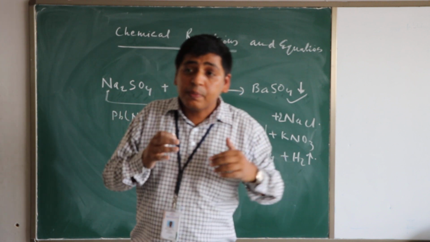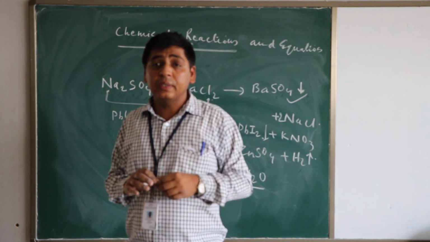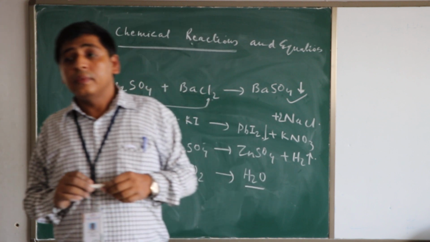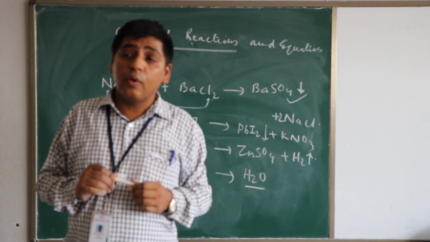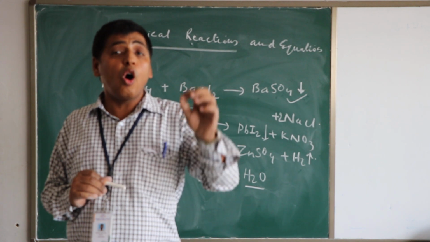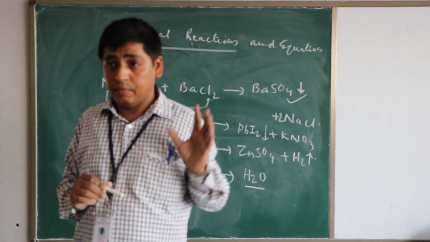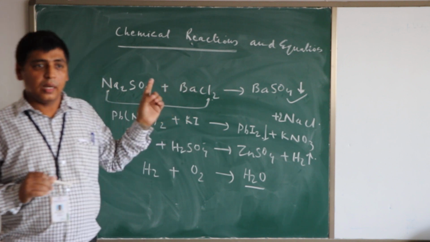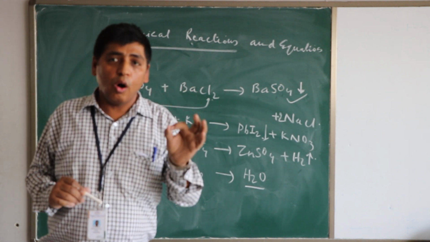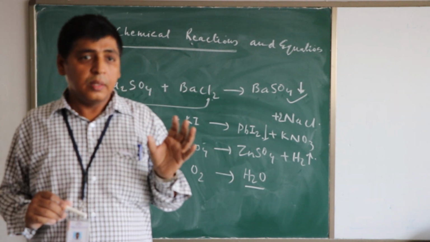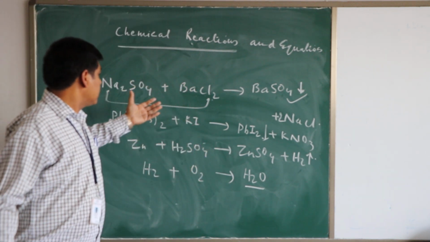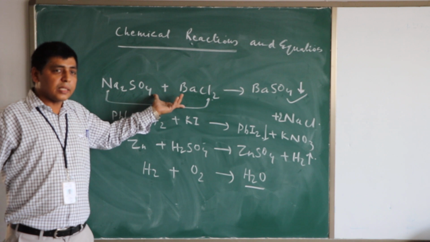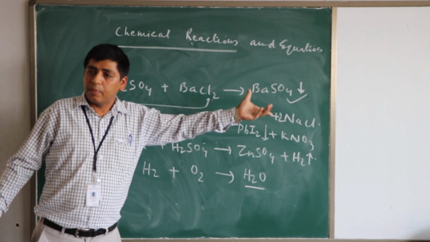On what principle are we balancing the chemical equation? Left hand side is equal to right hand side. So what concept are we following? We are following the law of conservation of mass, which you learned in class 9. This is the topic of class 10. The law of conservation of mass says that the total mass of the reactants is equal to the total mass of the products.